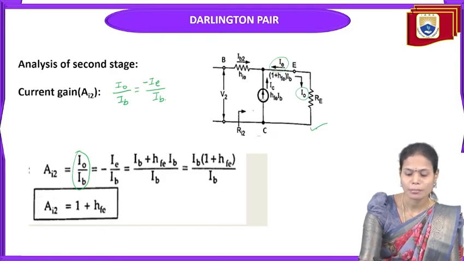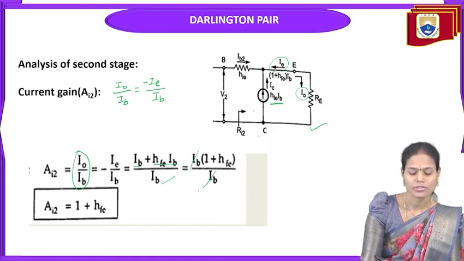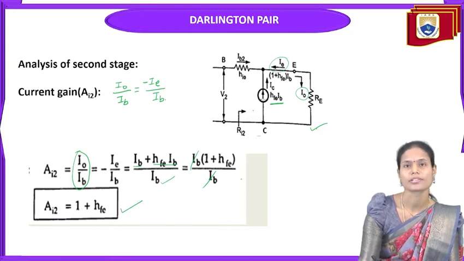So here IE is nothing but the sum of the currents coming from the base terminal as well as the collector terminal. So that's why it is IB plus the current through the collector terminal, which is HFE into IB. So IB plus HFE into IB is the total emitter current, divided by the base current or input current IB. If we take IB common, we get IB into 1 plus HFE, divided by IB. So these IB will get cancelled. So the current gain of the second stage is 1 plus HFE.